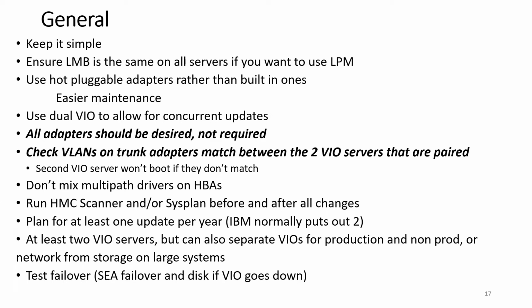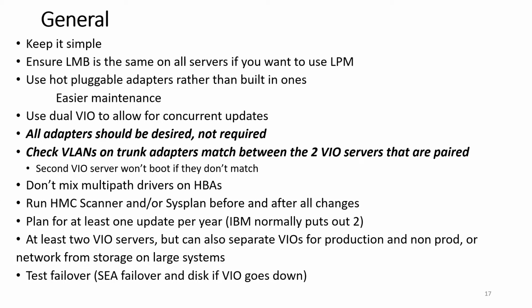I also always do dual VIO servers. That allows me to do concurrent updates. For the smaller servers, that means you need to ensure that they do a split backplane on the server. Sometimes people forget that, and then you can't have two sets of disks split between two different VIO servers. So that's something to watch for. Also watch that the VLAN numbers on the trunk adapters match.